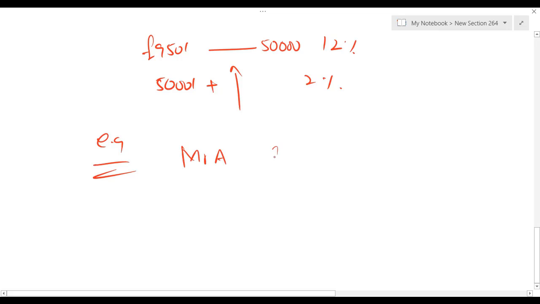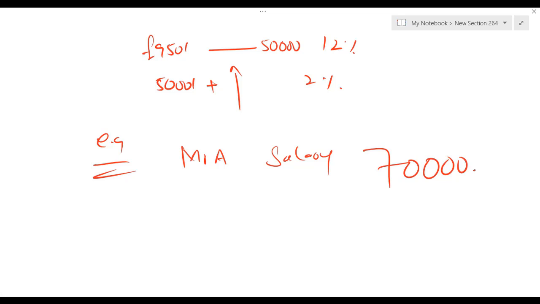For example, let's assume Mr. A is having a salary of 70,000, and I'm just asking you to calculate class 1 employee NIC. A very simple requirement. I really want you to pause the video over here and try the question.